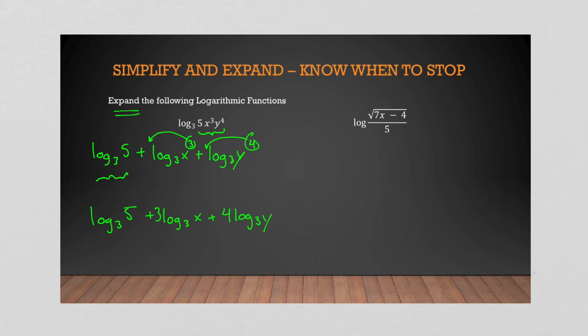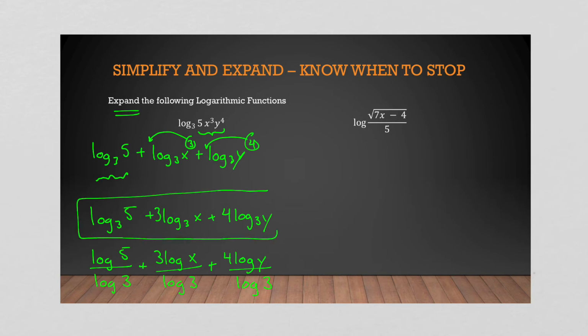Even if you were to ask, what if you change of base? Well, if you change of base to base 10, you get log 5 over log 3, then 3 times log x over log 3, and then 4 times log y over log 3. Did we really simplify anything further? No. If we were solving for the log, then that might be helpful because now we have a common denominator, but we'll look at that in section 5.4, solving logarithms. So knowing when to stop, this is probably a good place to stop for this question.